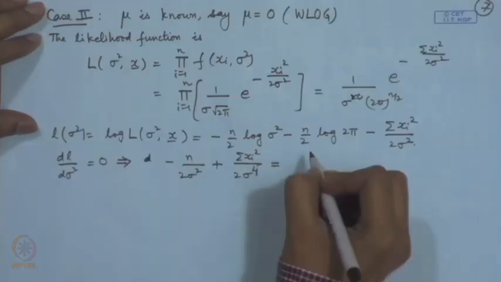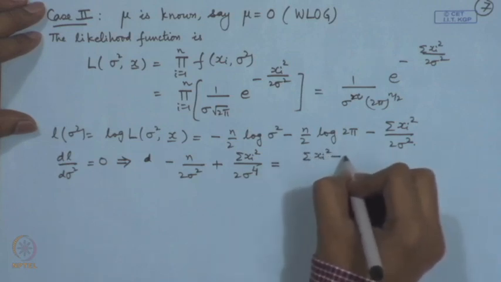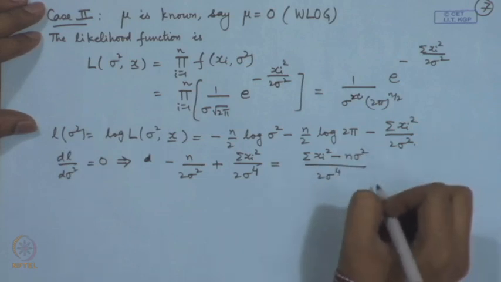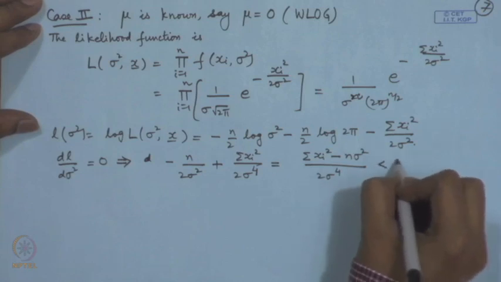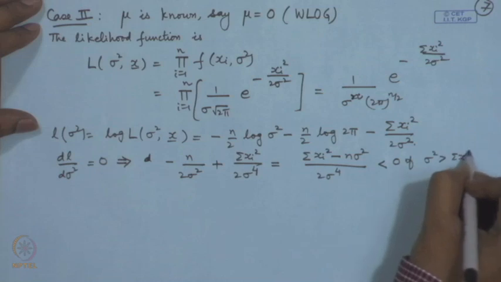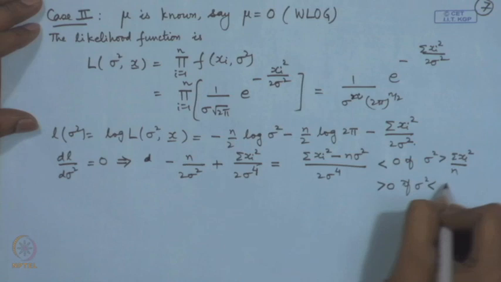That means, whether you are considering estimation of sigma or you are considering estimation of sigma square, it should not lead to contradictory statements. Now, we write it in a slightly modified fashion: sigma x i square minus n sigma square by twice sigma to the power 4. So, notice here this will be less than 0 if sigma square is greater than sigma x i square by n, and it is greater than 0 if sigma square is less than sigma x i square by n.